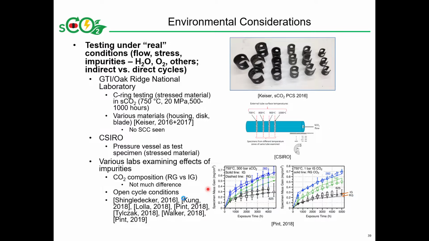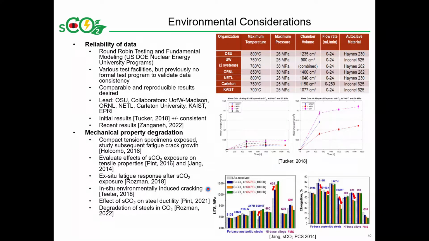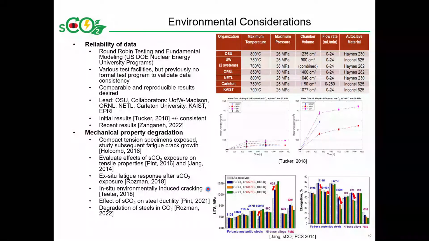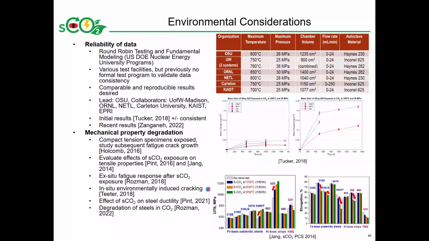In terms of reliability of data, a number of years ago a round robin testing program was started to look at how comparable and how reproducible the results are for different materials under different testing conditions and testing procedures, for example furnaces, that sort of thing.